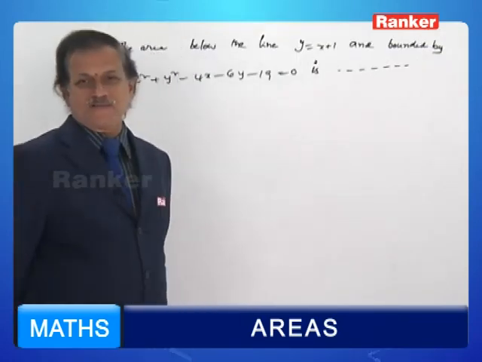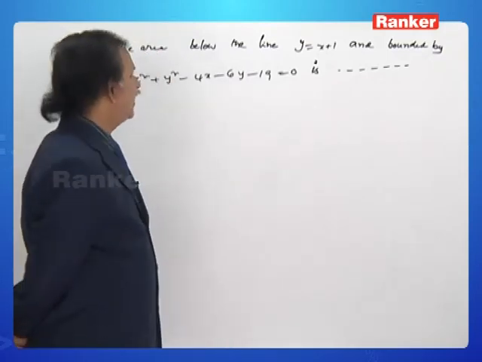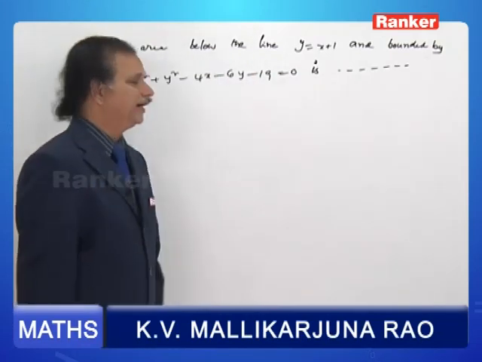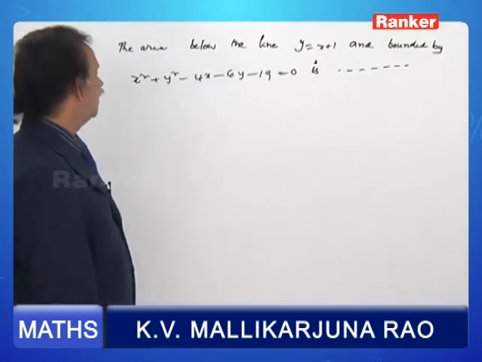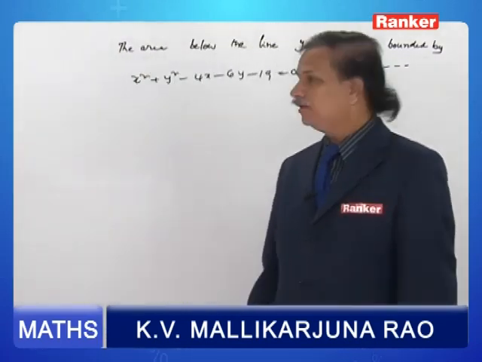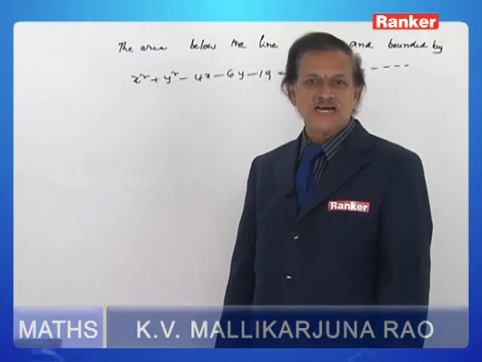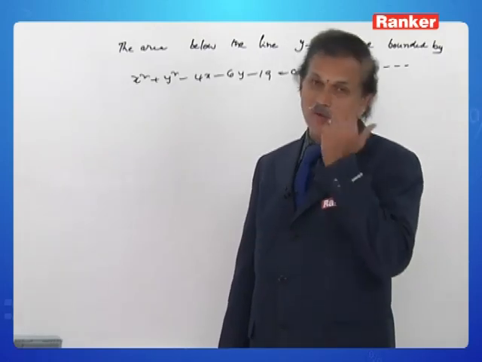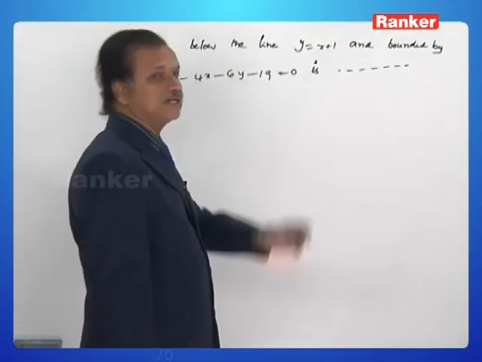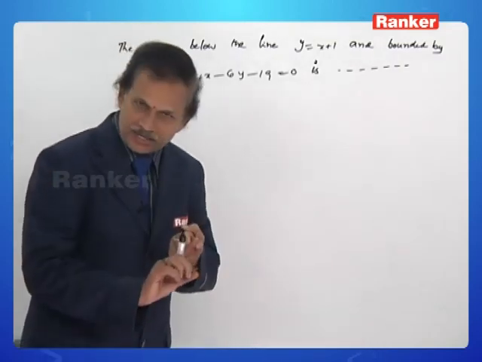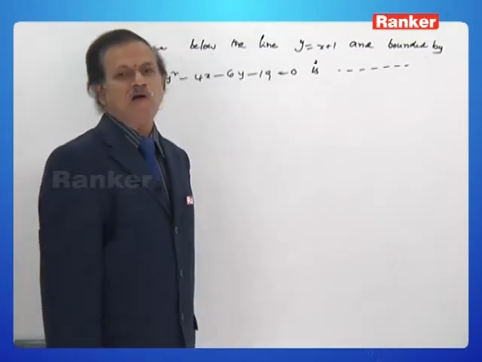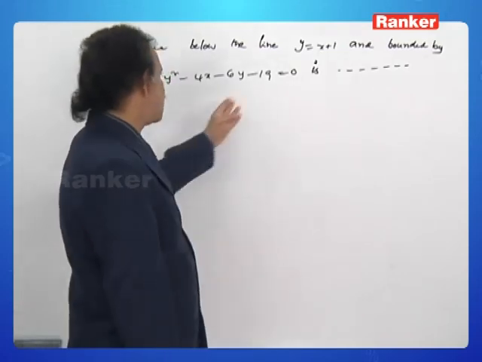Follow it. This is the next question before us. The area below the line, it is available on the board. Please follow it carefully. The area below the line y is equal to x plus 1 and bounded by x squared plus y squared minus 4x minus 6y minus 19 is equal to 0. You observe. It is surely a circle. Let us understand the nature of the circle, its center, its radius, its location on graph paper, everything. Because we should know the intersection of this circle and that line, then only we will be able to locate the region. We will be able to find the limits of integration, thereby getting the answer. So, for all these things, we need the points of intersection of this circle and the line.